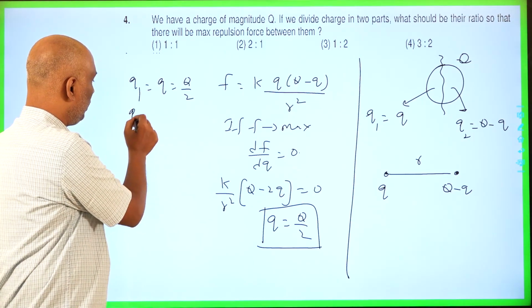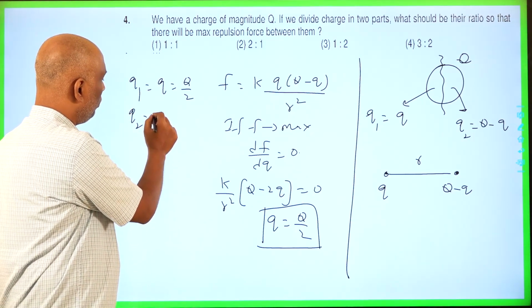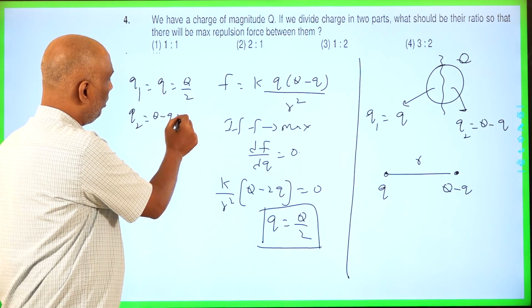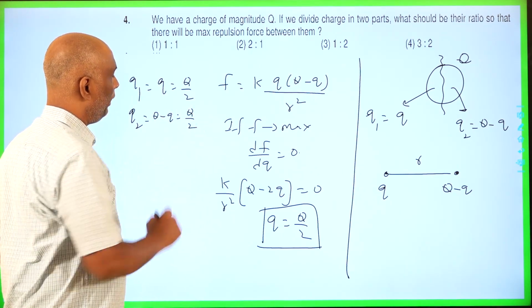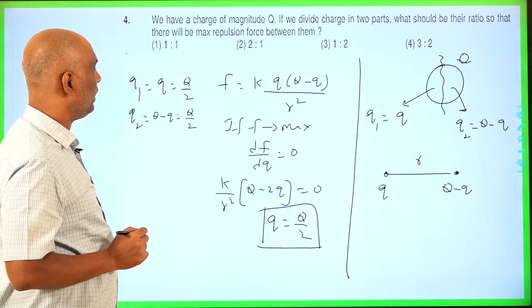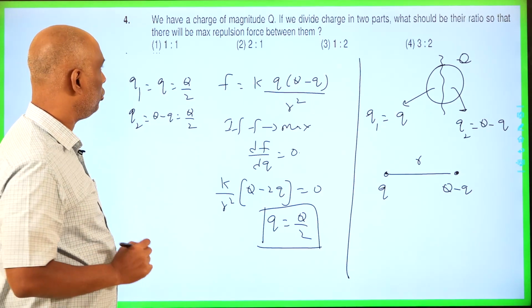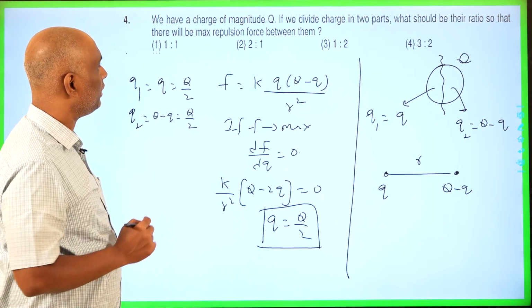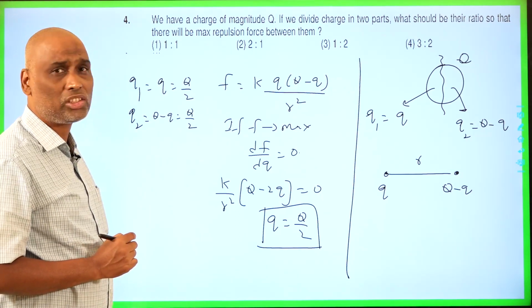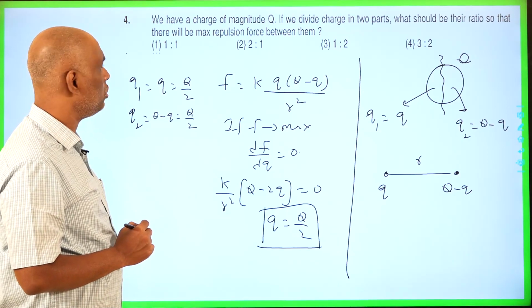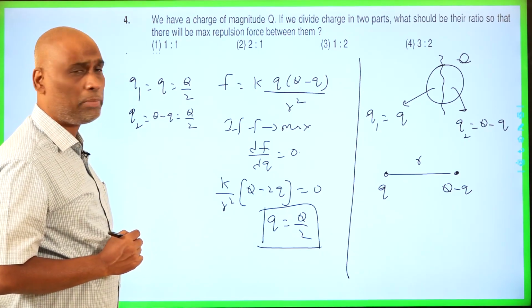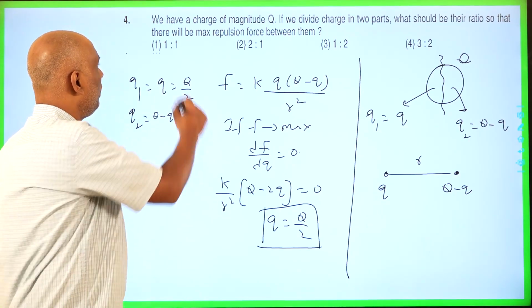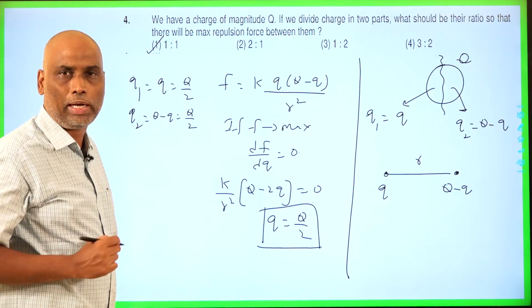The second portion Q2, which is Q minus small q, is again equal to Q by 2. That means the two portions should be of equal magnitude. So here again, what should be the ratio so that if we divide a charge of magnitude Q into two parts, there will be maximum repulsion between them? Because these two charges are equal, the ratio should be 1:1.